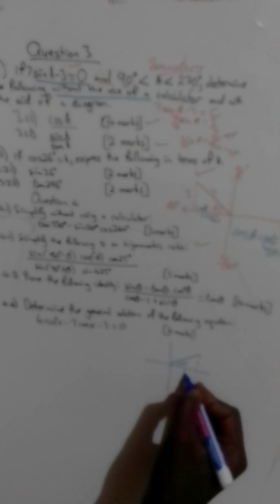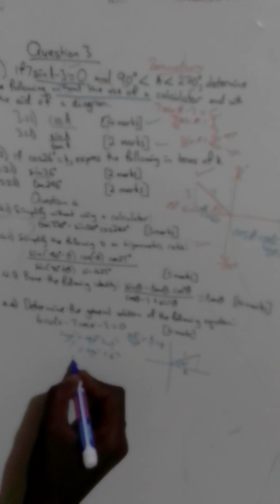My cos, what do I use? I use adjacent over hypotenuse. My adjacent, I've been told this is K. My hypotenuse, it means this is 1. That's what it means when they say K. So, when you say adjacent over hypotenuse, and you've got K over 1, it's useless for you to keep on writing K over 1. We just write what? K, right?